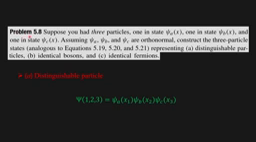Today we are going to solve problem 5.8 of Griffiths, third edition, Introduction to Quantum Mechanics. Problem 5.8: suppose you had three particles, one in state psi a of x, one in state psi b of x, and another in state psi c of x. Assuming psi a, psi b, and psi c are orthonormal, construct the three-particle state representing (a) distinguishable particles, (b) identical bosons, (c) identical fermions.